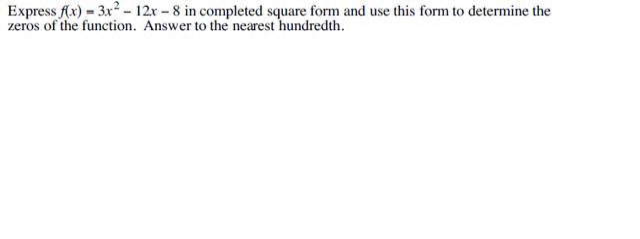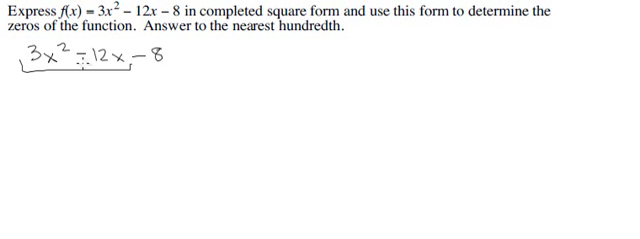Express f of x in completed square form and use this form to determine zeros of the function. Okay, so they want completed square form, meaning first thing we want to do, because there's a coefficient on the x squared term, is factor it out.